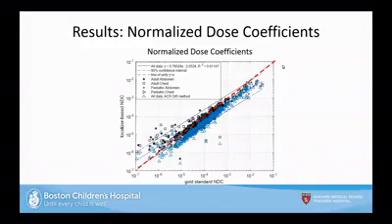And this is, again, the line of unity. And our points in black here, for the most part, fall along this line of unity compared to the vendor approach, which does not fall along the line of unity. So, yeah, our results, our model-based approach actually gives us quite accurate results.